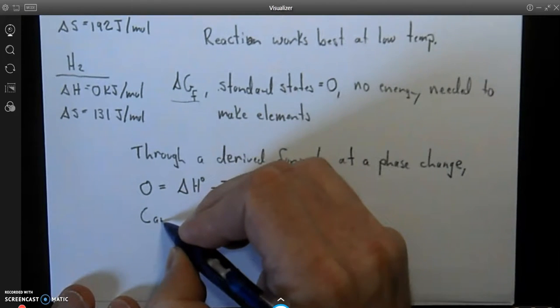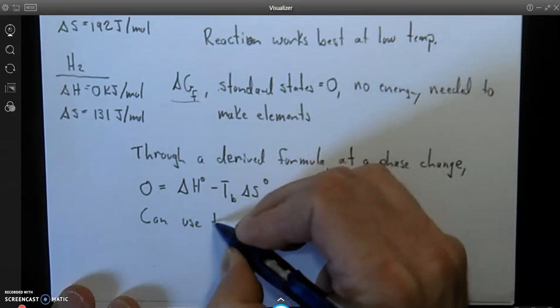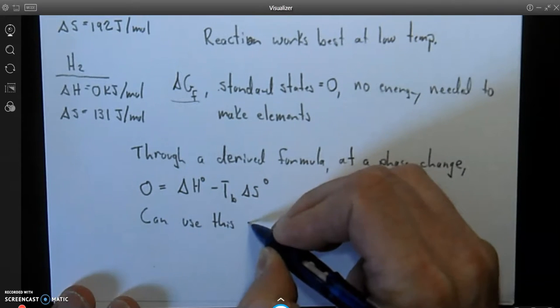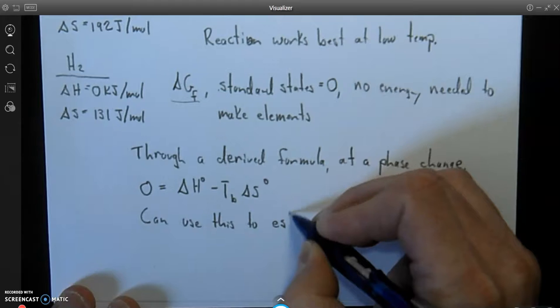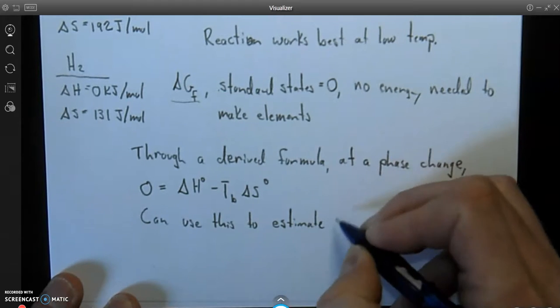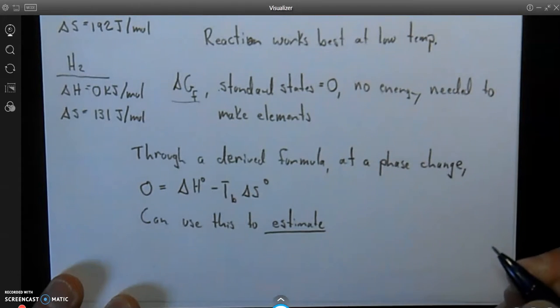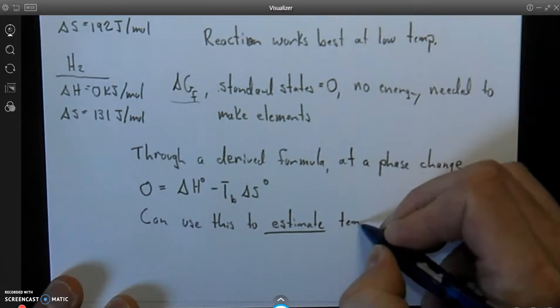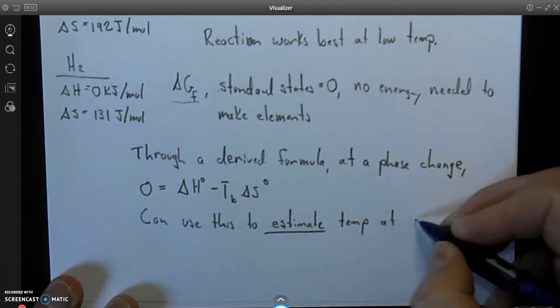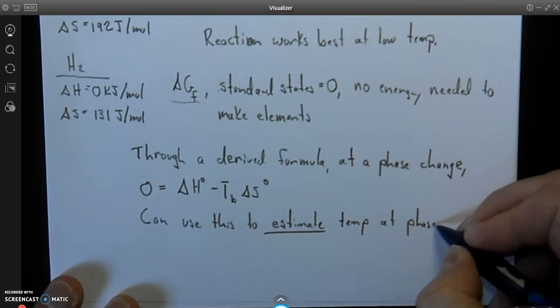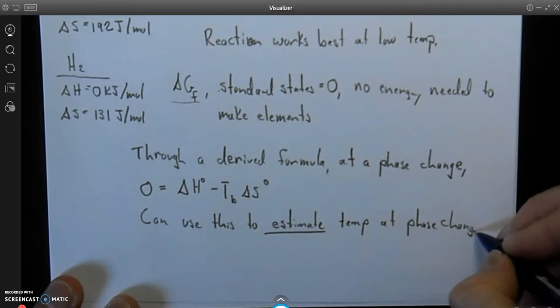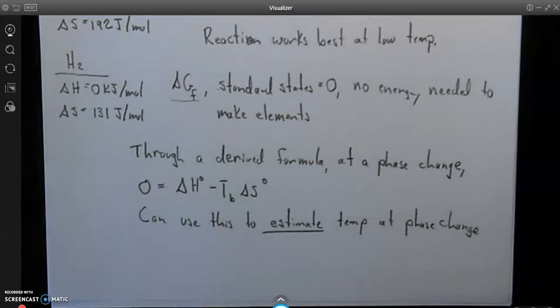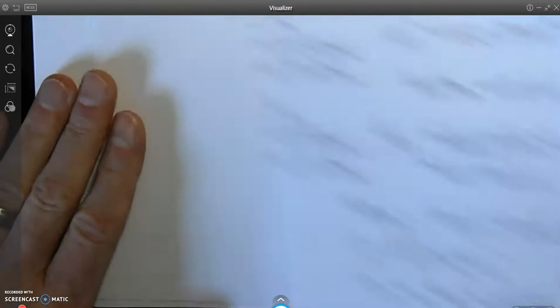We can use this to estimate. I'm going to underline that because I can't italicize it. Estimate the temperature. It's not perfect, but it's close. At a phase change. All right, I'm going to change over another sheet here because this one's getting full.